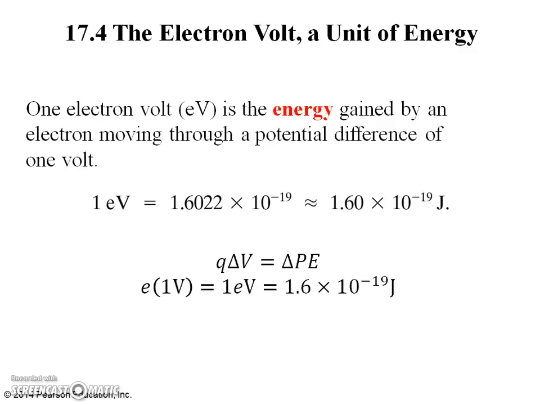Last definition. Electron volt. 1 electron volt is the energy gained by an electron moving through a potential difference of 1 volt, which refers to this equation below. 1 electron times 1 volt equals 1 electron volt, which also equals 1.6 times 10 to the negative 19 joules. Using electron volts as units for energy instead of joules is easier when dealing with charges.